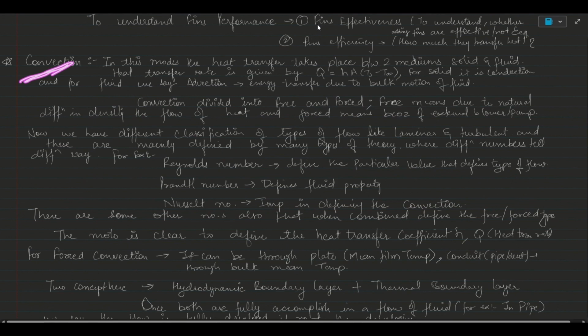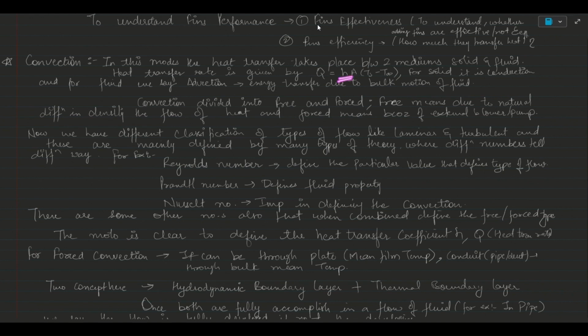Now the important part is convection. We already know about convection. It is the mode where heat transfer takes place between two mediums, the solid and the fluid. The heat transfer rate is given by Q equals h times A times delta T. Here h is the convection heat transfer coefficient, A is the area we are talking about, Ts is the surface temperature where we are interested, and T infinity is the surrounding temperature. If it is a solid, we know about convection. For a fluid, we generally say advection.